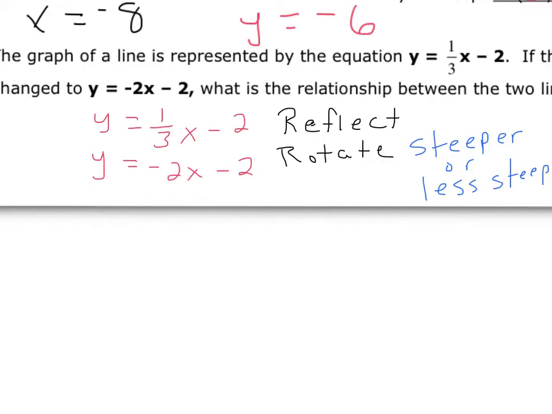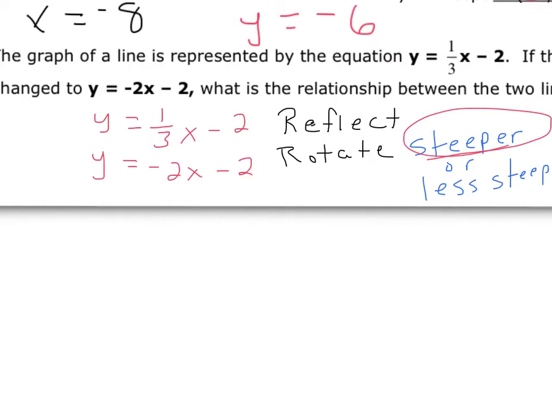So for it to go from a 1/3 slope to 2, that means that it's going to become steeper. Instead of going just up 1 unit and over 3, we're going to go up 2 and over 1. So the rate of change is a lot faster. We're going up 2 and over 1. So the steepness is increasing. Okay, so it's becoming steeper to go from 1 to 2.